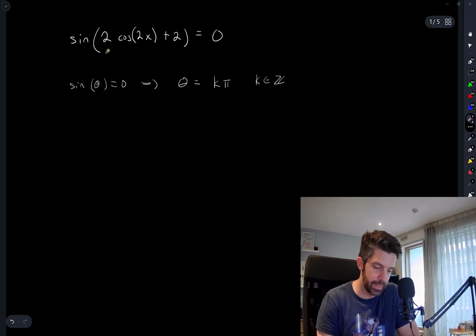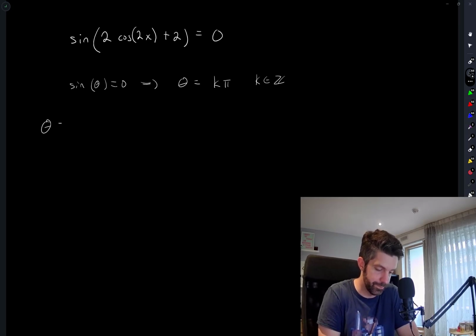Eventually, though, there will be values of theta which this cannot be equal to, because this is bounded between 1 and negative 1. So we cannot set this to any arbitrary real number and expect to have solutions. So let's start with theta equals 0.